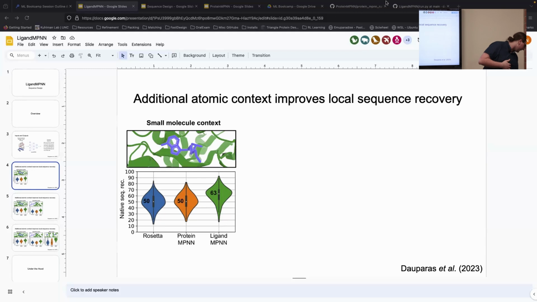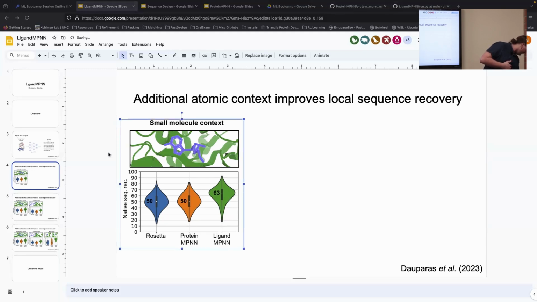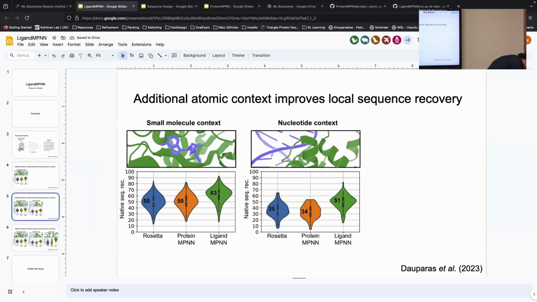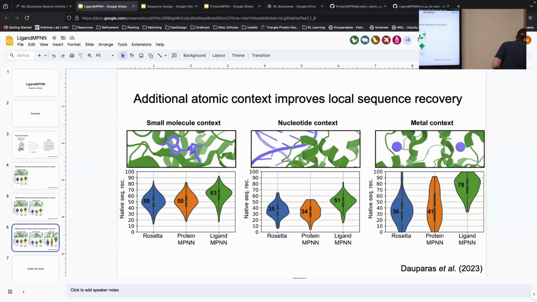Similarly, we can do this with other molecules, including nucleotides. A very nice improvement, a nice 20% or so over the other 2 models without context, and similarly, a dramatic improvement for metals. I think this is probably the most astonishing and probably the most compelling reason for why having this additional context is important.